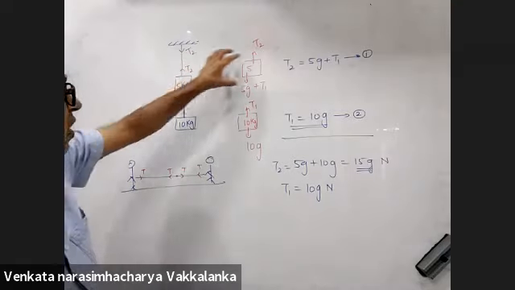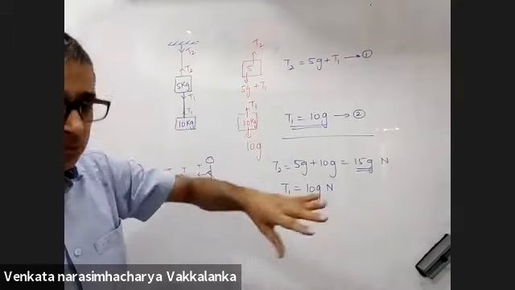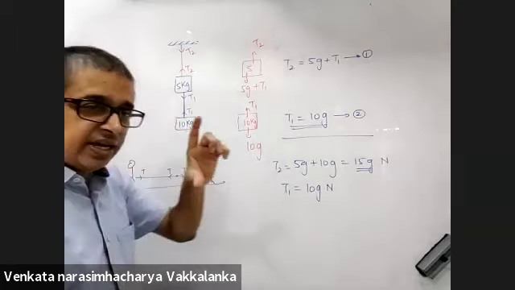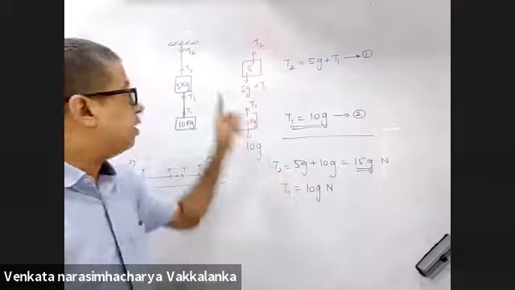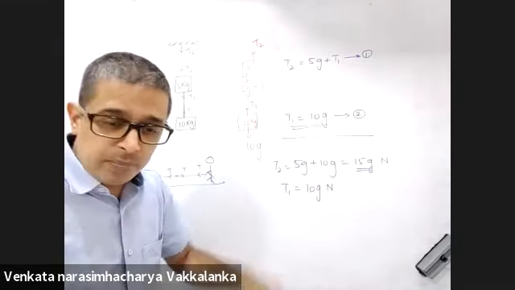Always draw the free body diagram separately. Somebody is desperate to consider 5 and 10 kg block as one block and find T2. In this case, you can do, but please don't do it.